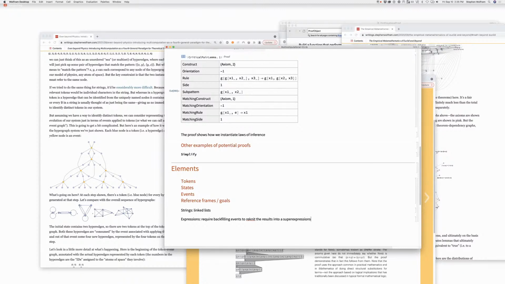So that isn't happening in the case of linked lists. You could have another event that reconnects the tokens back into the linked list, but we don't happen to need that.